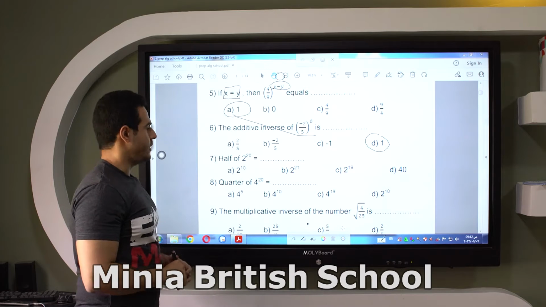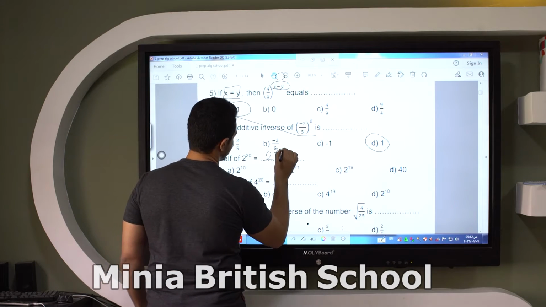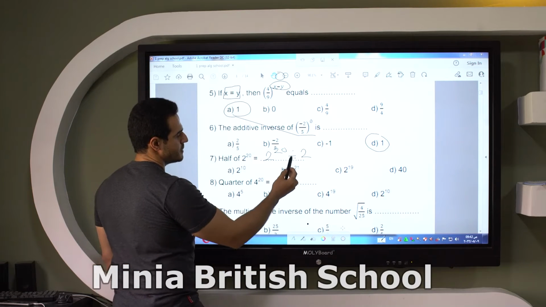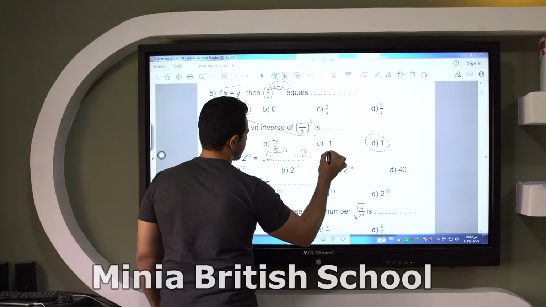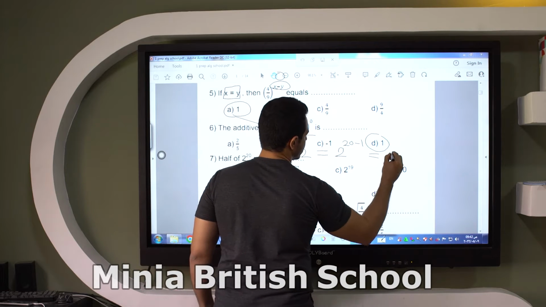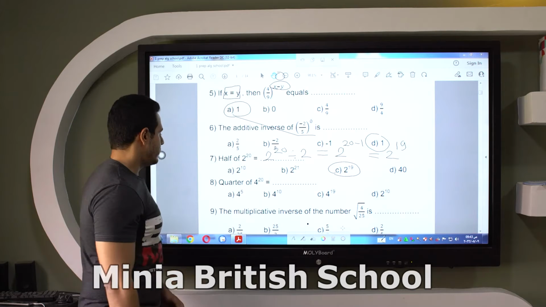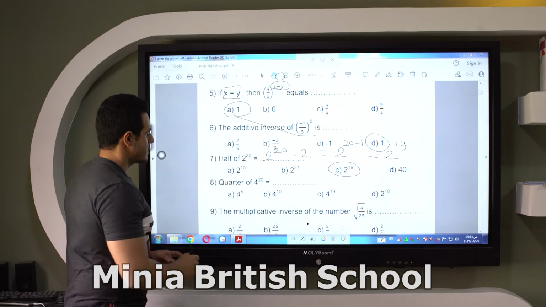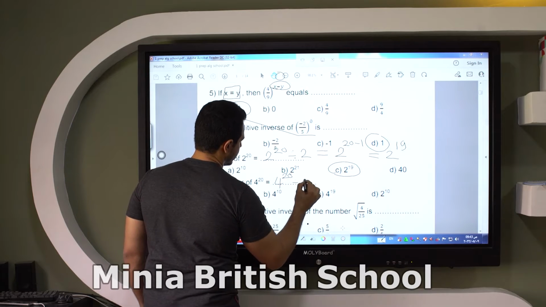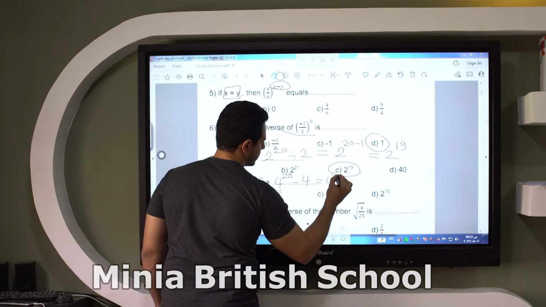Half of 2 power 20. 2 power 20 divided by 2 to find its half. Now we have the same base between the division, so we will subtract the powers. 2 power 20 minus 1 equals 2 power 19. Number 8, quarter of 4 power 20. So quarter, that means divided by 4. 4 power 20 divided by 4 equals 4 power 20 minus 1, 19 also.